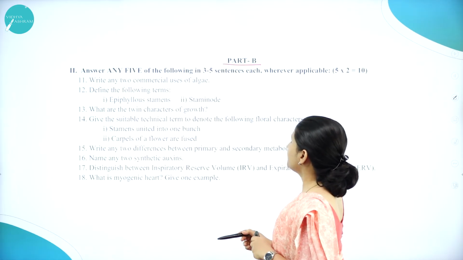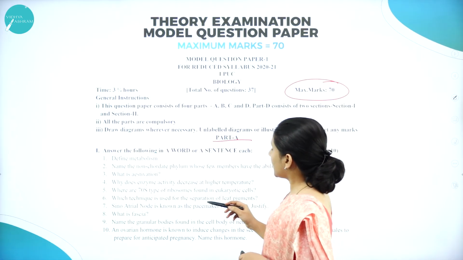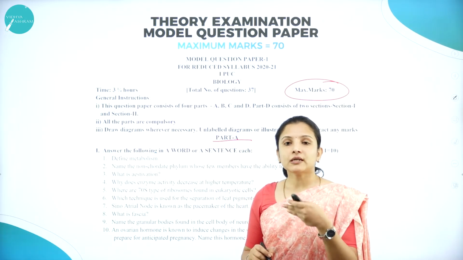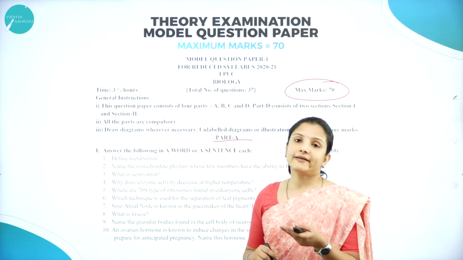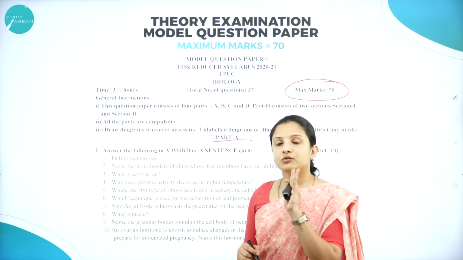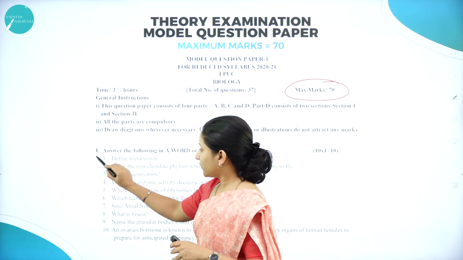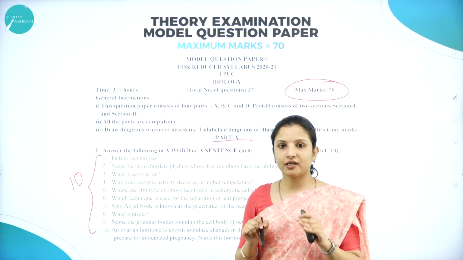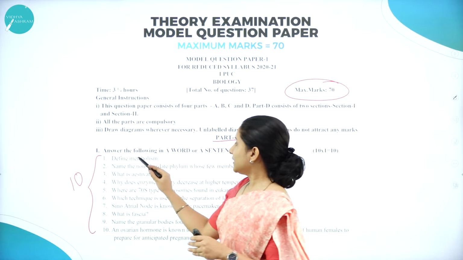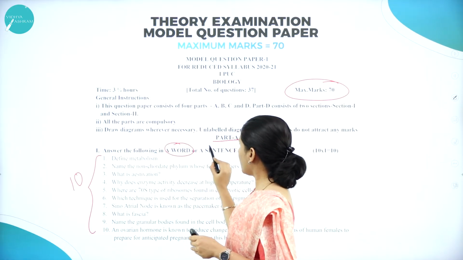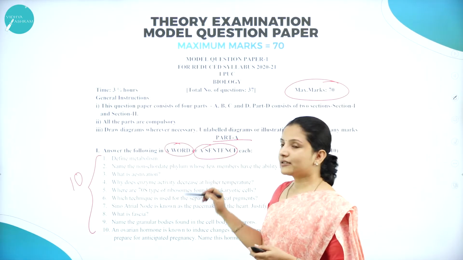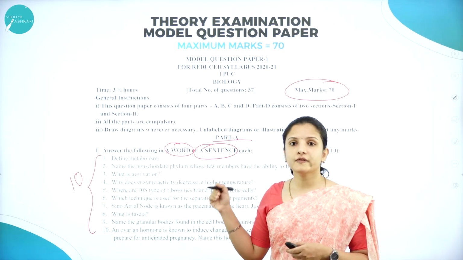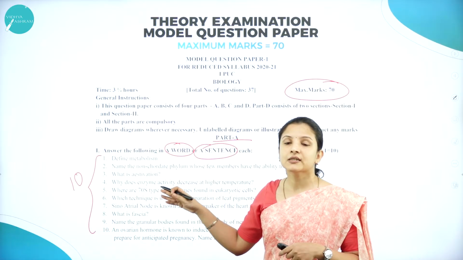Now moving on to part A. What is there in part A? Usually 1 mark questions will be asked in part A, where you can answer in just 1 word or write a sentence wherever required. Under this, 10 questions will be there and all 10 are compulsory. You have to write all the 10. This is the most tricky part because most of the students lose marks here itself.